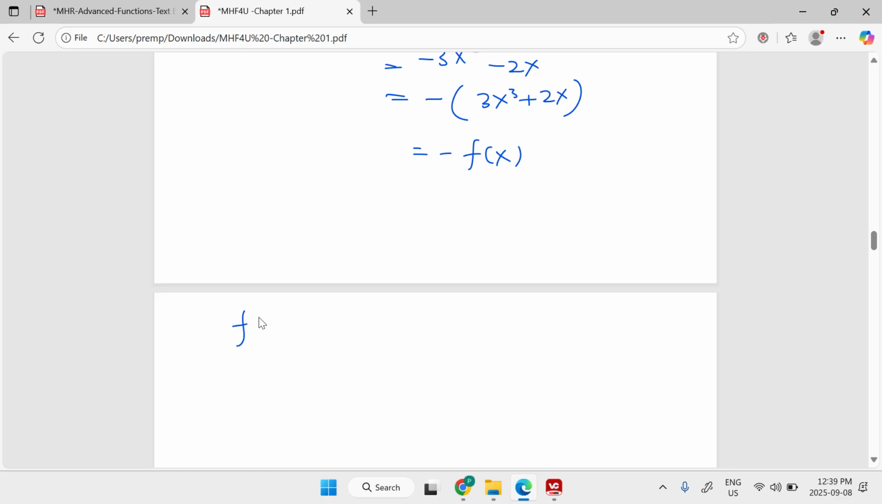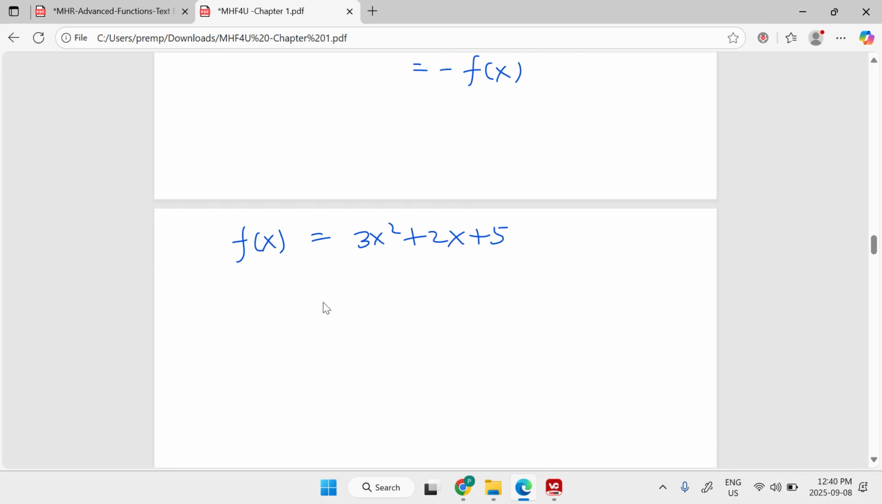Say we are going to take f(x) = 3x^2 + 2x + 5. Now the method that we use, just replace x with negative x and see what happens. So 3 times (negative x)^2 plus 2 times negative x plus 5. And go with the math here. So you see 3x^2 minus 2x plus 5.